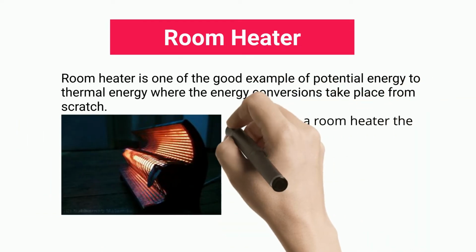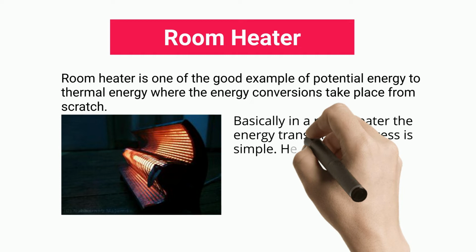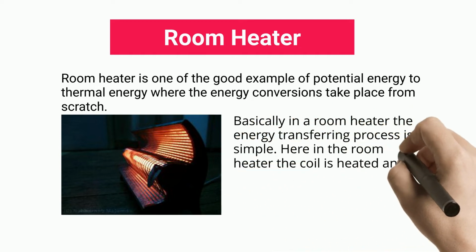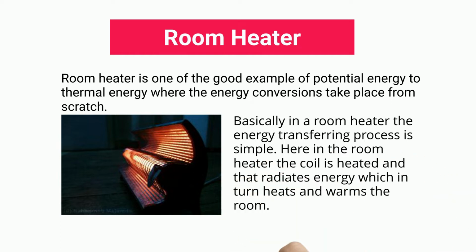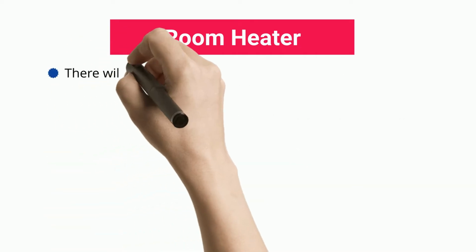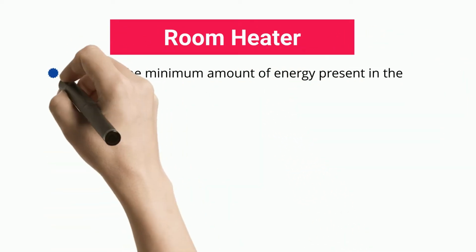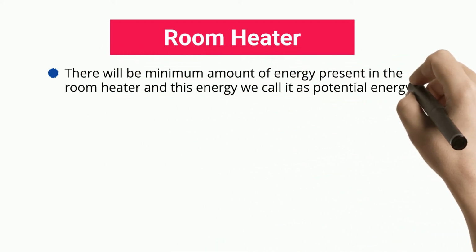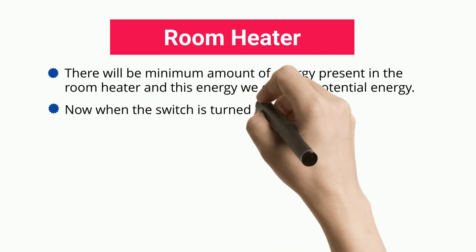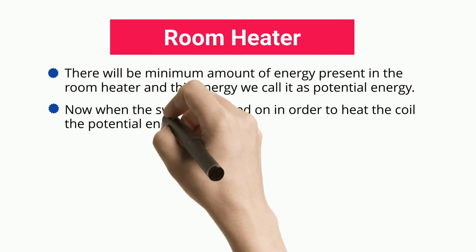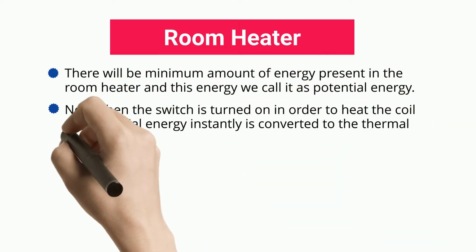Basically, in a room heater, the energy transferring process is simple. Here in the room heater, the coil is heated and that radiates energy, which in turn heats and warms the room. There will be a minimum amount of energy present in the room heater, and this energy we call potential energy. Now when the switch is turned on in order to heat the coil, the potential energy instantly is converted to thermal energy.